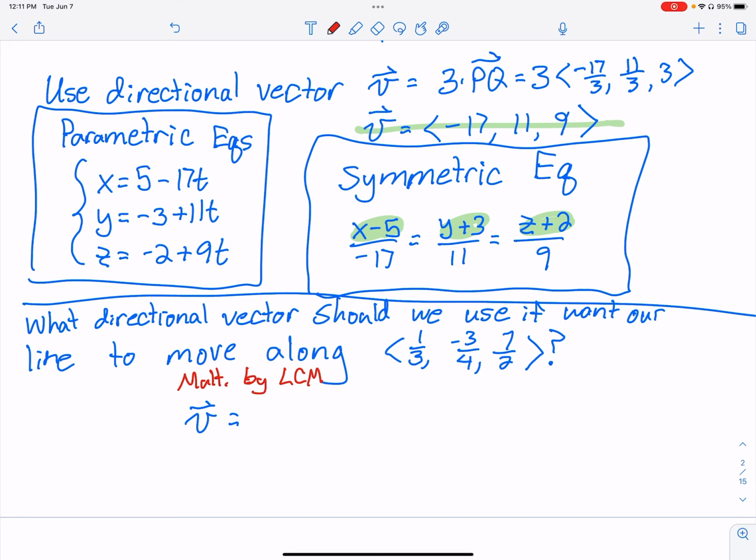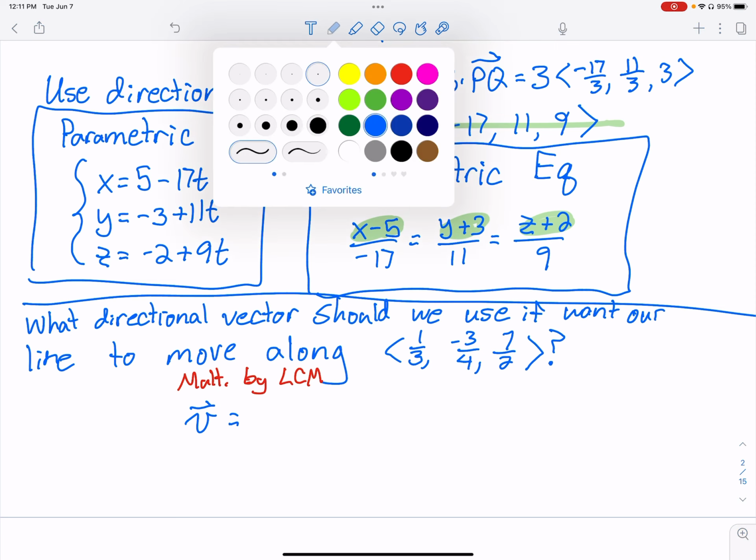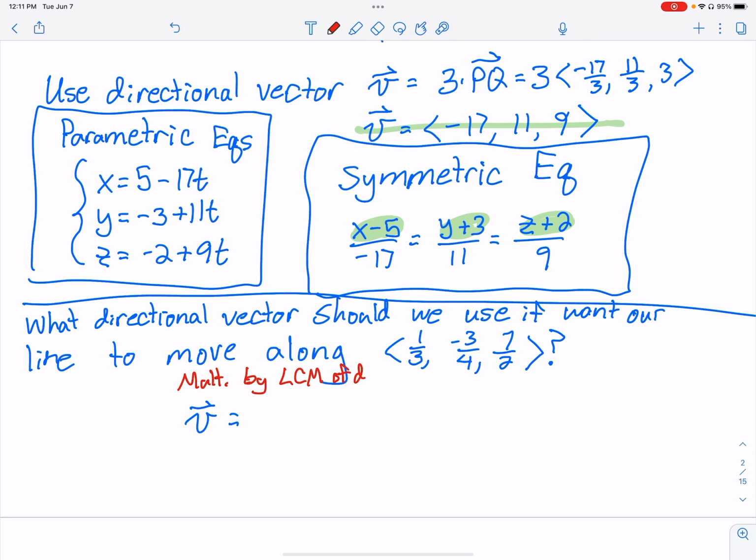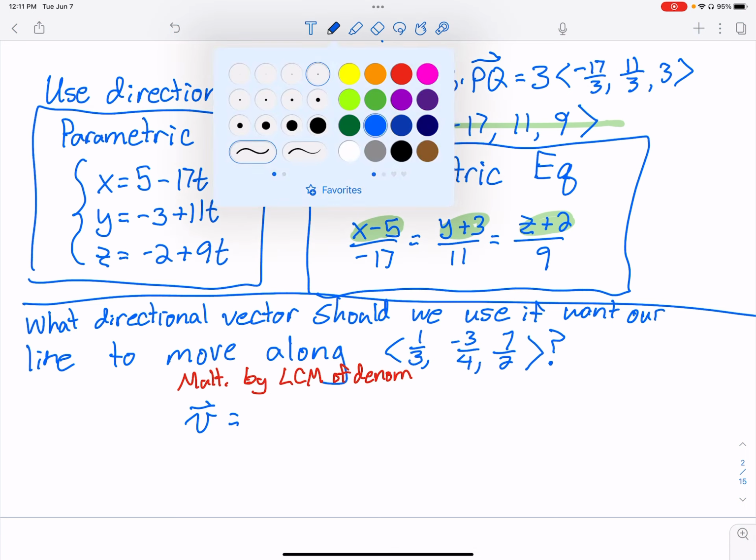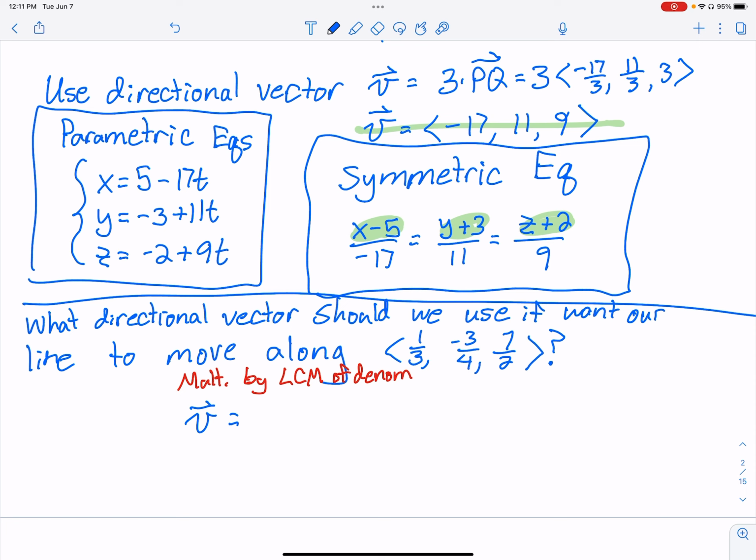by the LCM, the least common multiple. That's the smallest number that all of your denominators go into. If we are finding our LCM of 3, 4, and 2, it's a common denominator if you want to think about that. It's 12. So I'm going to multiply this vector by 12: 1/3, negative 3/4, and 7 over 2. So the vector that we would use is 4, negative 9, 42.